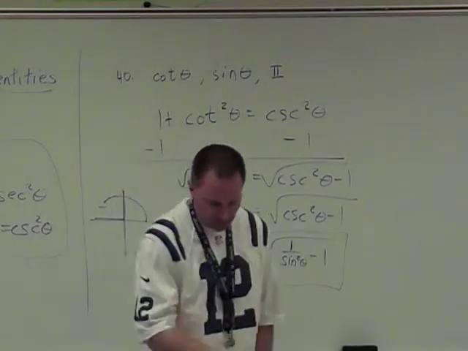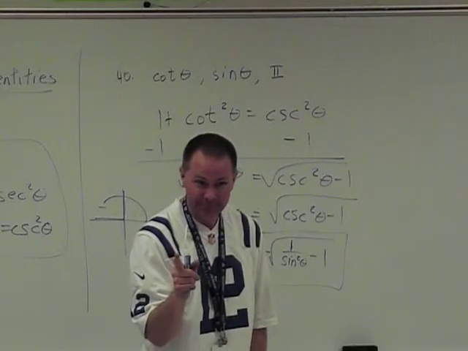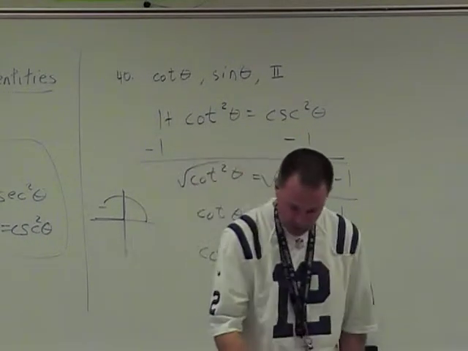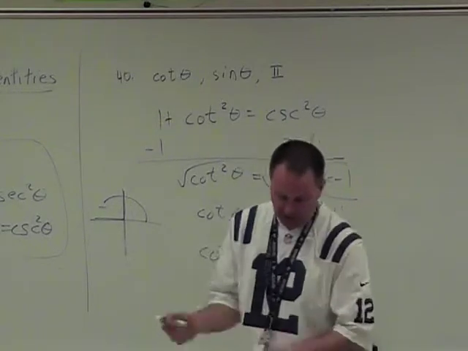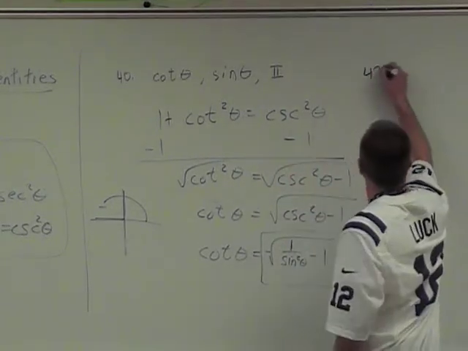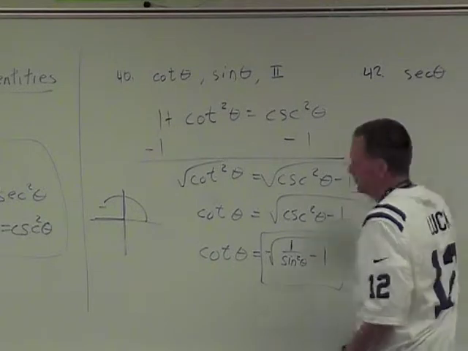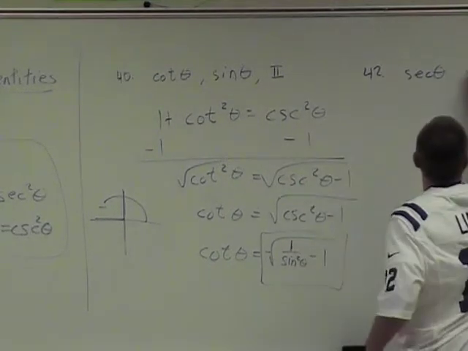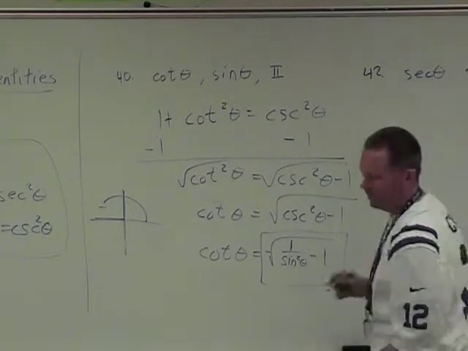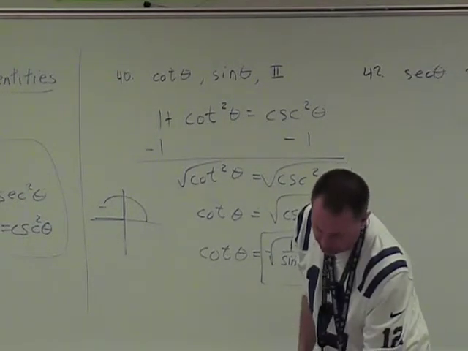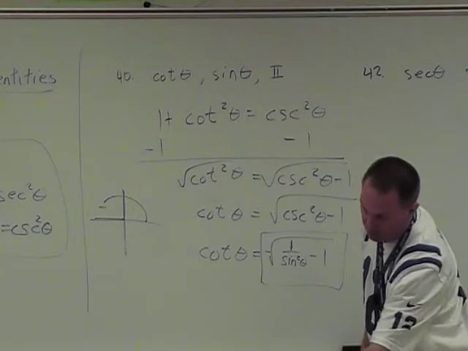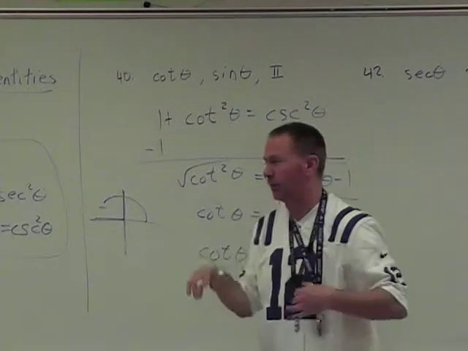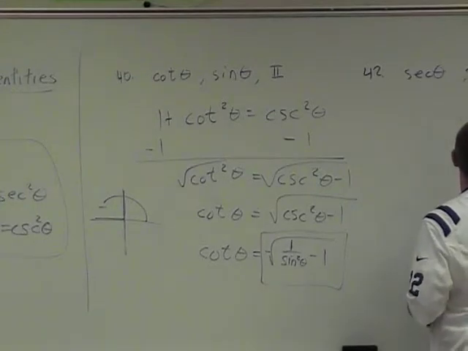Okay. Ready for another one? Or not? You want to move on? Okay. Secant of theta, this is number 42. The secant of theta, I want that changed to the sine of theta. And it is in the values in quadrant 1. What are all the values in quadrant 1? Okay, so I don't even need to mess with this. It's going to be positive.